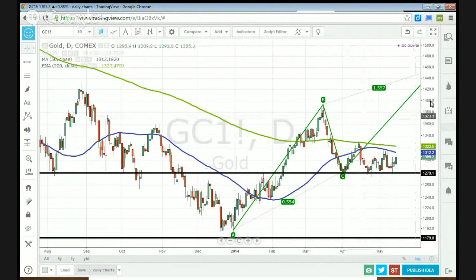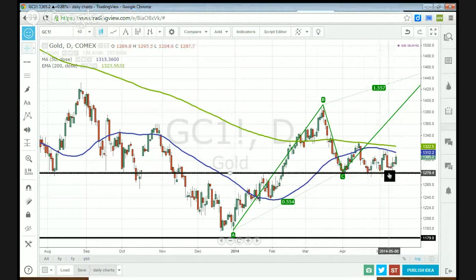The AB equals CD pattern, which I drew going back here, forecasted about 1450 by mid-June. That seems a little ambitious now, whether we can go $150 in a month. Definitely a couple big days and we'll be there. Let's see, though. In the near term, we need to make sure 1280 is held.